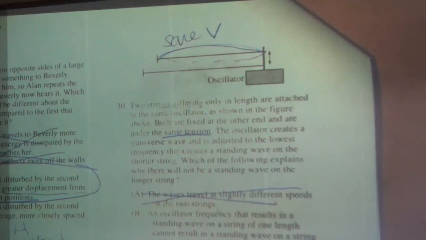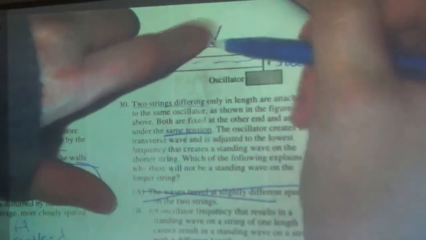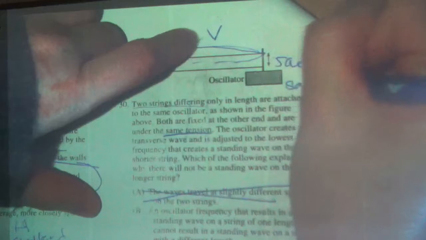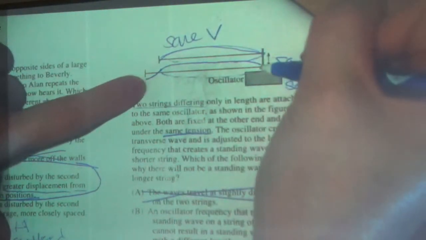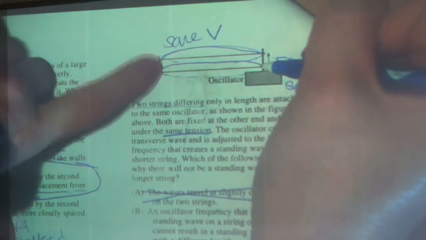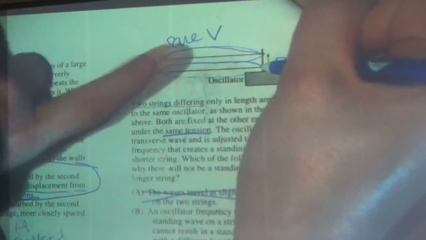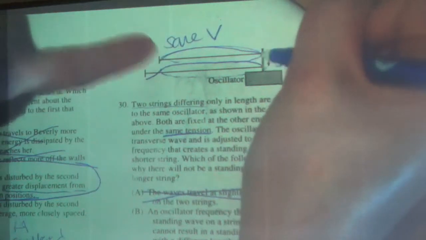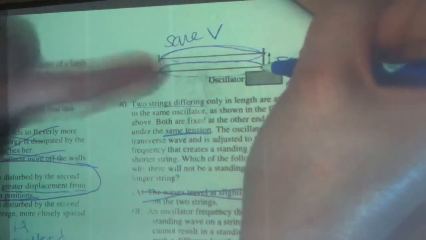They're attached to the same oscillator, so this would be the same frequency. If you have the same frequency with the same velocity, then you have to have the same wavelength. So you have to have a wavelength like this, and then of course it would continue on. This is not going to create a standing wave because you have to have the perfect lengths that are basically multiples of this length right here, of the half wavelength.